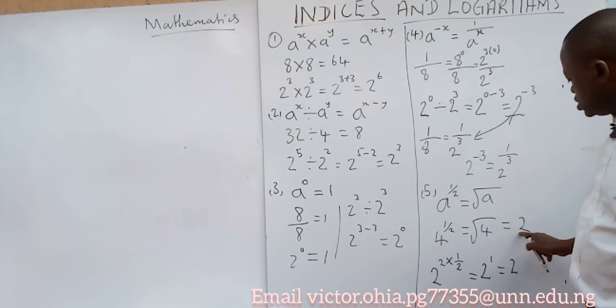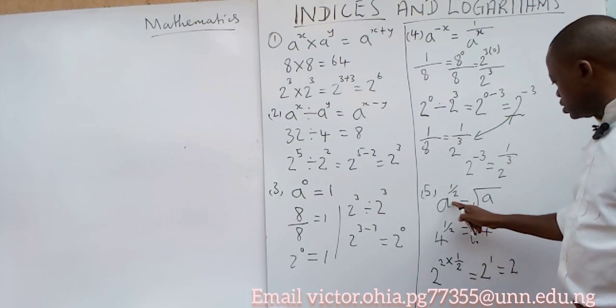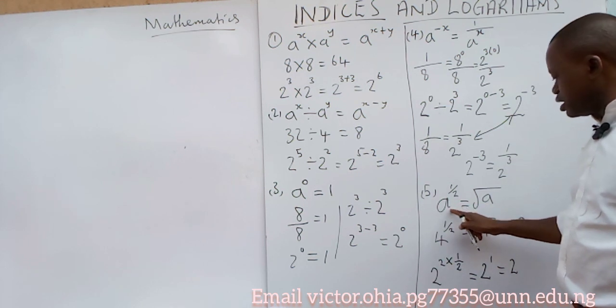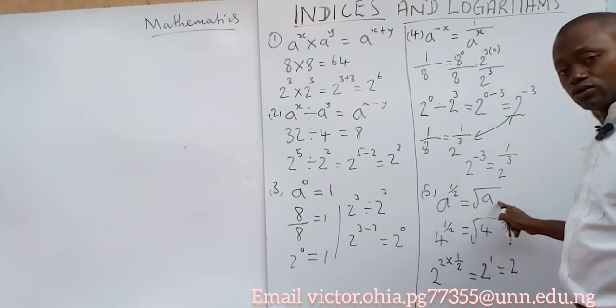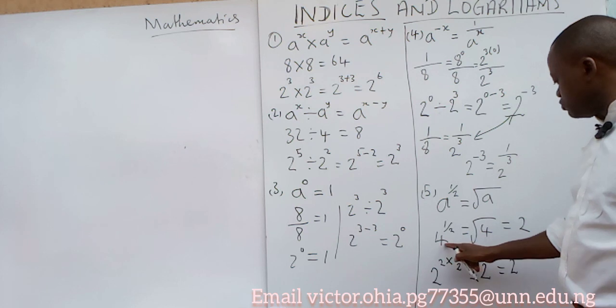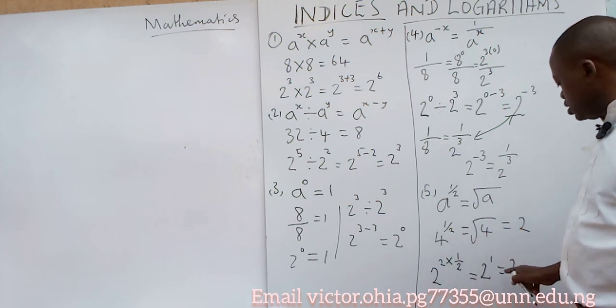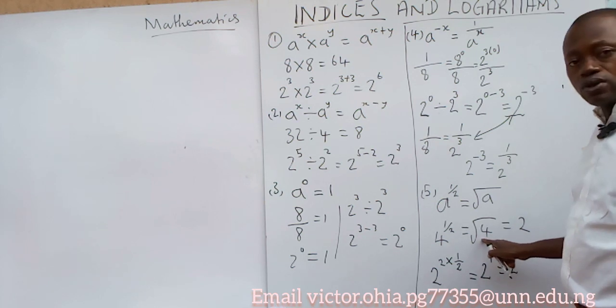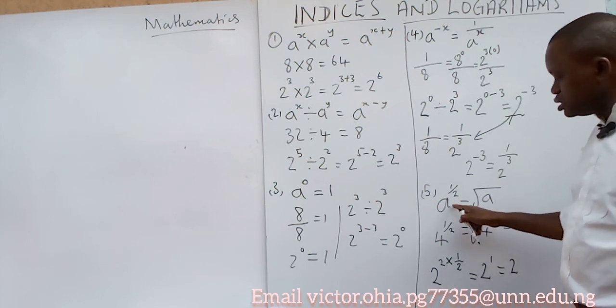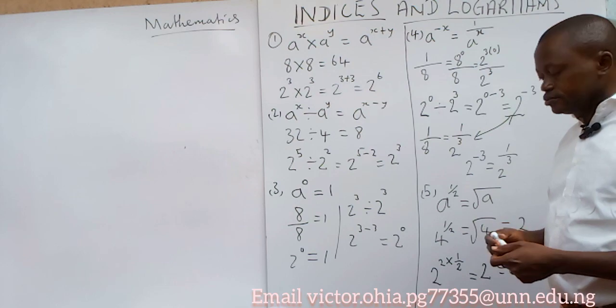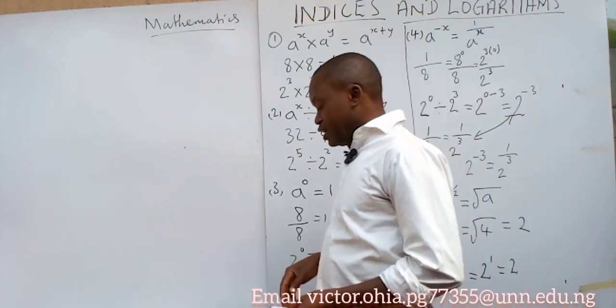And the answer is 2. Wow. So anytime I see a term raised to power half, I should take the square root of that term, because 4 raised to power half gave me 2 by this operation, and it is equivalent to the square root of 4. So this is verified.